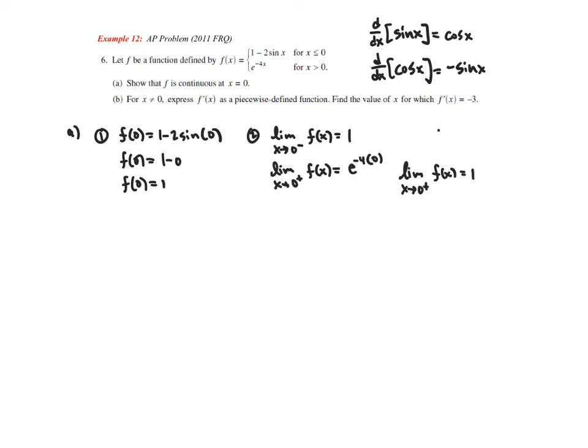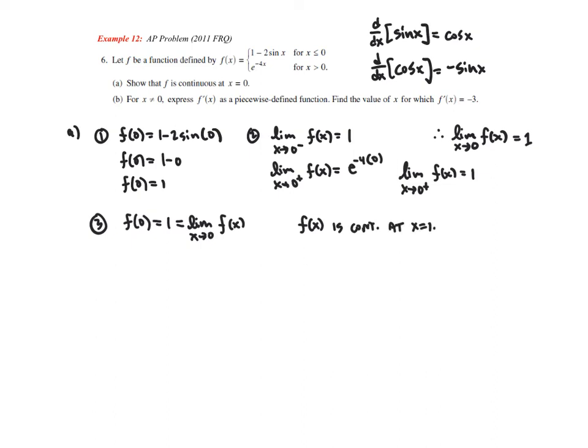Therefore, step 2 is good. We can say then that the limit as x approaches 0 of f of x exists and it equals 1. Now, step 3 in the continuity checklist is to show that f of 0 is equal to the limit as x approaches 0 of f of x, which it is. So, based on the continuity checklist, f of x is continuous at x equals 0. Now, it did say show that, so we already knew that was going to happen.